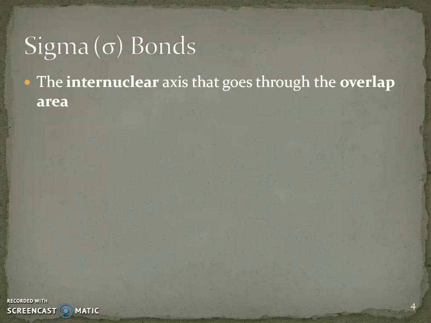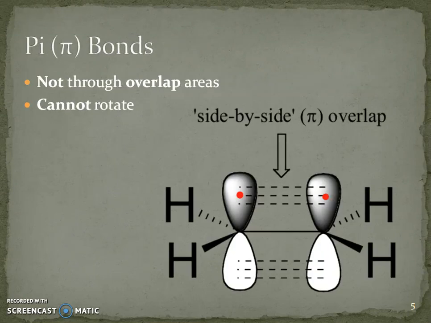So a sigma bond is an internuclear axis that goes through the overlap area. In other words, when bonds come together, there's either going to be an overlap area or a non-overlap area, and that's where the sigma and pi comes into play. So sigma bonds are the overlap area, where the pi bonds are the not overlap area.